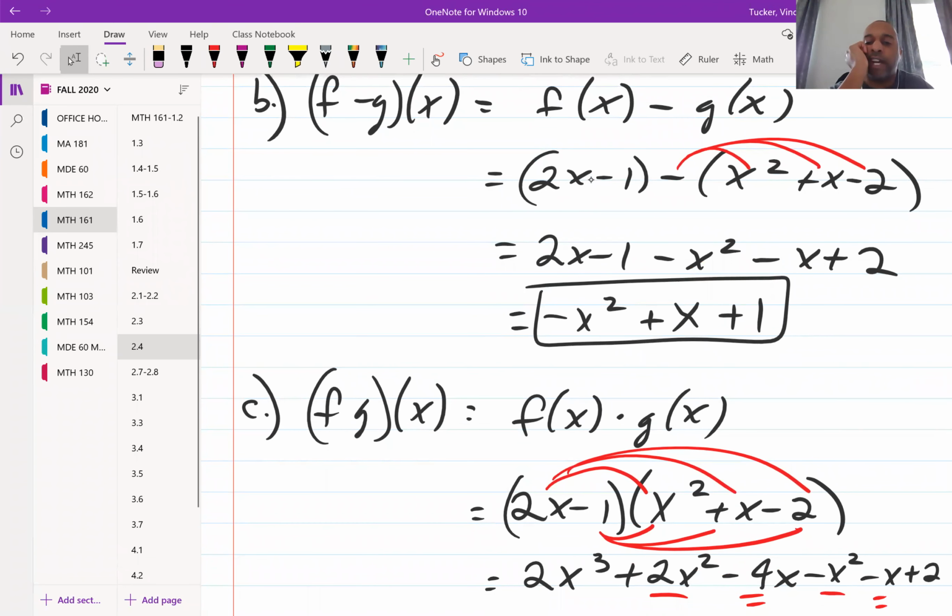Next one, f times g of x. So you're going to multiply the functions. So we have 2x minus 1 times x squared plus x minus 2. You multiply them together. 2x times x squared is 2x cubed. 2x times x is 2x squared. 2x times negative 2 is negative 4x. You multiply negative 1 to each one of those terms, which gives you negative x squared minus x plus 2.